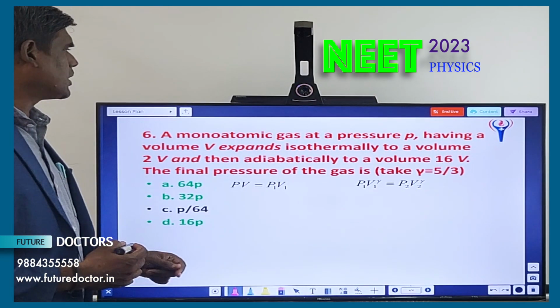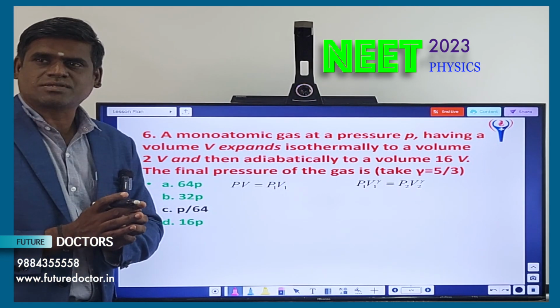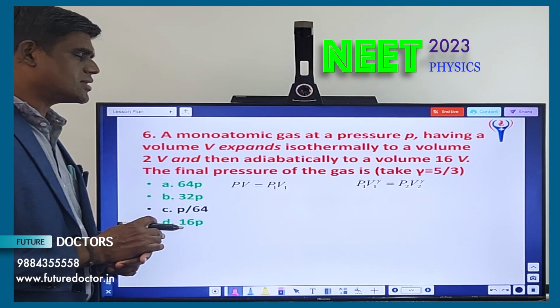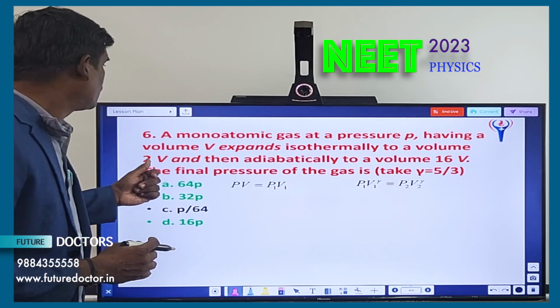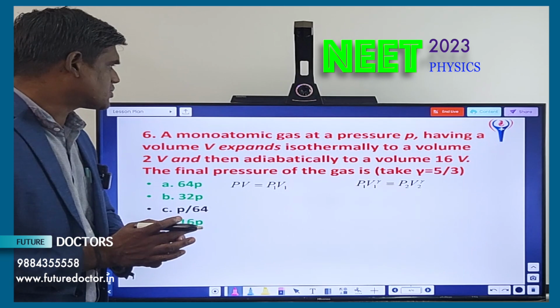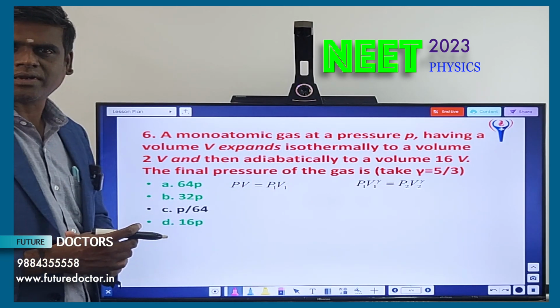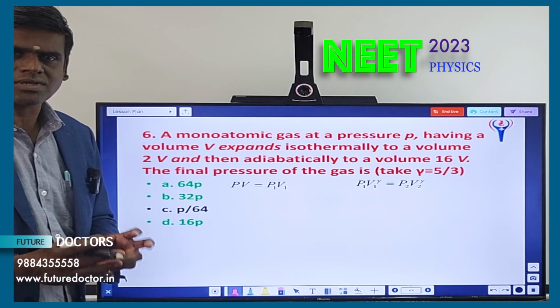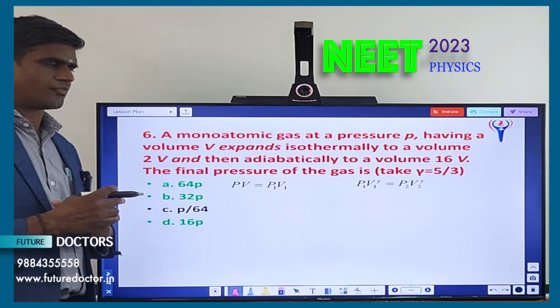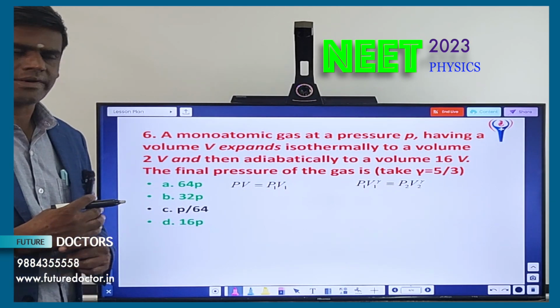A monoatomic gas at a pressure P having volume V expands isothermally. What is isothermal? At constant temperature to a volume 2V, and then expands adiabatically to a volume 16V. What is adiabatic? There will be a change in the pressure, volume or temperature, but no heat enters or leaves the system. That is adiabatic. Final pressure of the gas is dash.